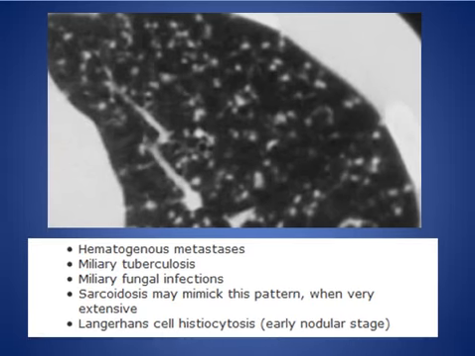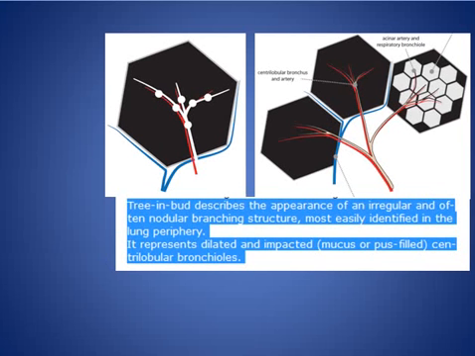The differential diagnosis of these random pattern nodules involving the secondary pulmonary lobules includes hematogenous metastasis, miliary TB, miliary fungal infection, sarcoidosis, and the early stage of the nodular pattern of Langerhans histiocytosis. Tree-in-bud appearance.